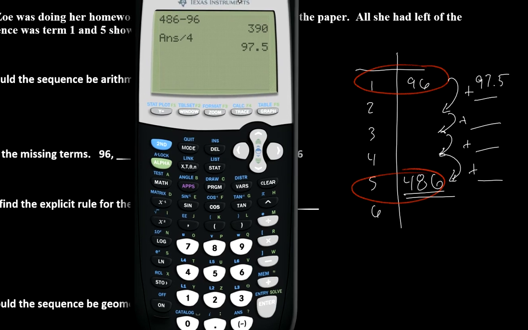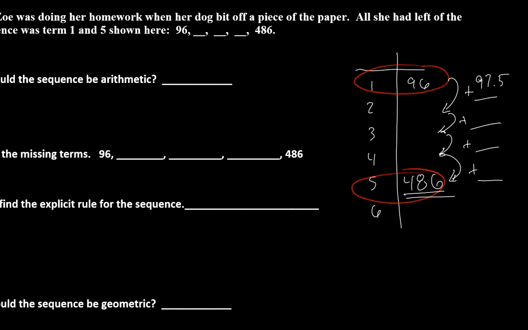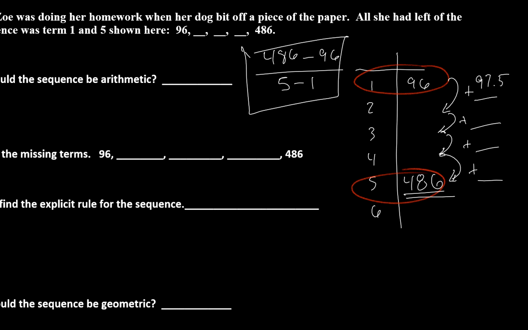Now, maybe you've noticed this, but what we're really doing here is essentially finding the slope of this line, right? I'm taking 486 and subtracting the number 96. That's how much I have to grow by. And then in my denominator, I'm taking 5, the fifth term, and subtracting 1. So I have to grow a total of 390 units in 4 steps. So that's equivalent to this arithmetic. So yes, this most definitely could be an arithmetic sequence.